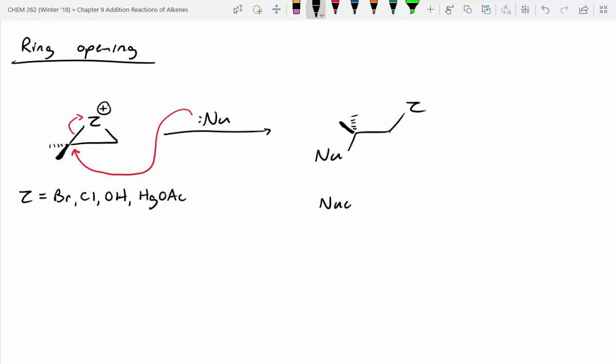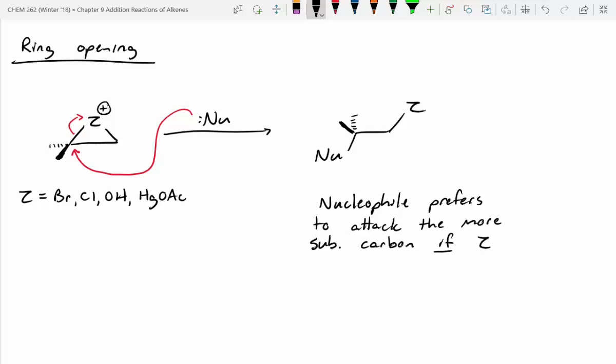So the nucleophile prefers to attack the more substituted position if Z has a positive charge. And like I said in the video, this has to do with bond strengths, right?